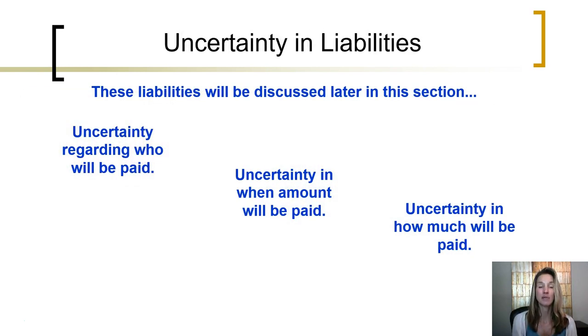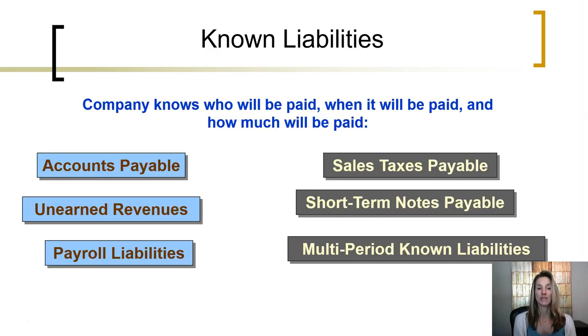There are some liabilities that involve uncertainty, and these liabilities we will be discussing later within this section. Those liabilities are uncertain as to who exactly is going to be paid, when the amount will be paid, and how much will be paid. Known liabilities are liabilities for what a company knows who will be paid, when it will be paid, and how much will be paid. Some of these we've already worked with quite a bit.